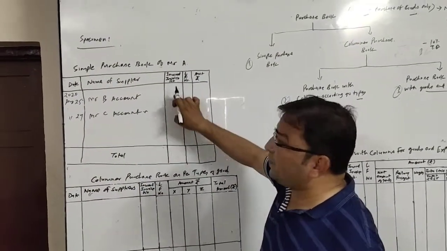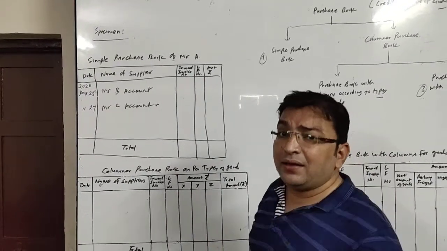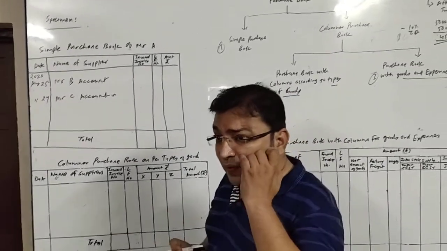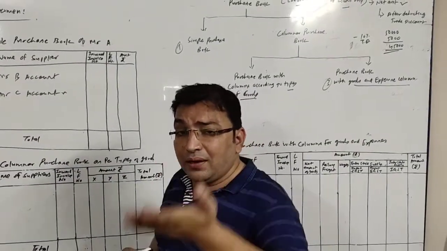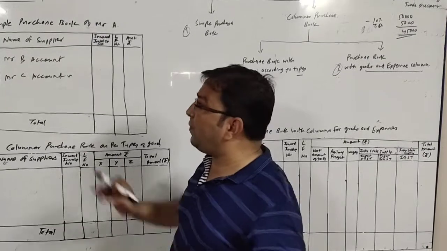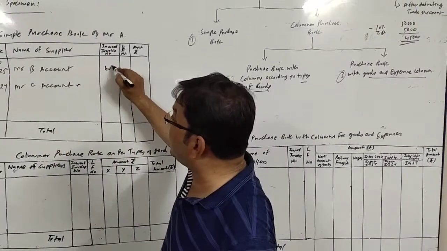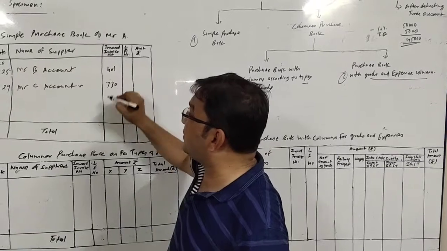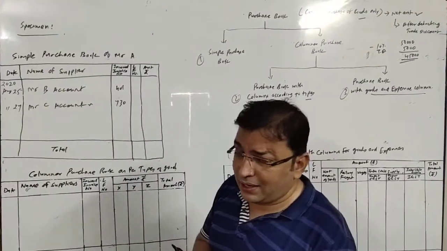Then the column is inward invoice number. Inward invoice number is the number of the bill. When you buy goods, that supplier will issue a bill, so that bill number will be written here. Suppose it is 401, it is 730, whatever is the number of the bill, we will be writing here in this column.